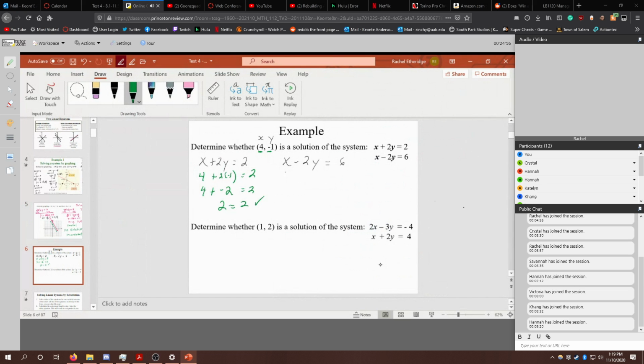So now I'm going to plug in a 4 here for x, and a -1 for y. And I'm going to get 4 minus -2, and that's going to give me plus. 4 plus 2 is 6, and 6 equals 6. So since that particular ordered pair works for both equations, we would have to say, yes, that is a solution. And in fact, it's the only solution for that system.